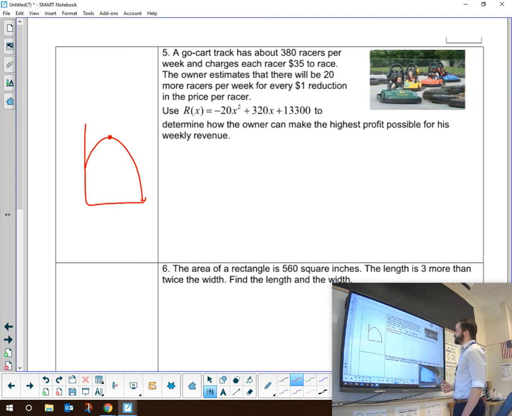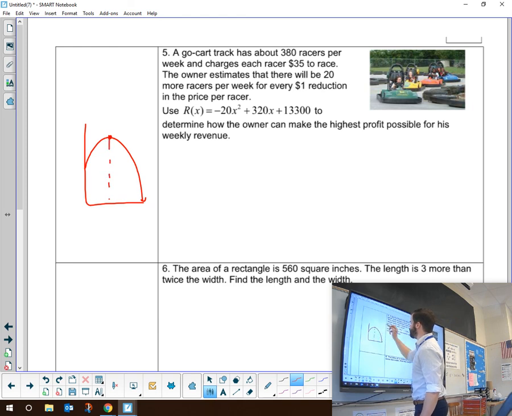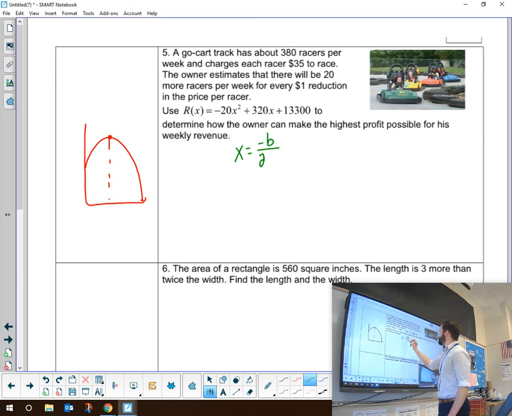So what we're going to do is first find the axis of symmetry, right? Remember how we find the axis of symmetry? It's going to be x equals negative b over 2a. And so my b is going to be 320. So we have negative 320 over 2 times negative 20.